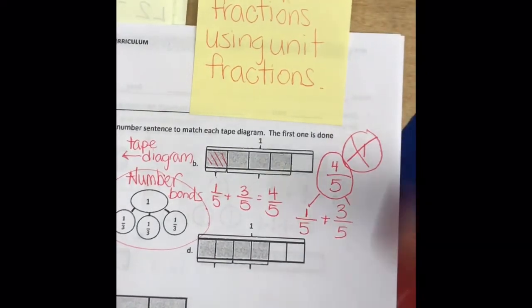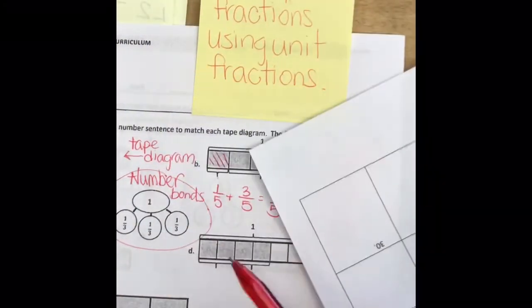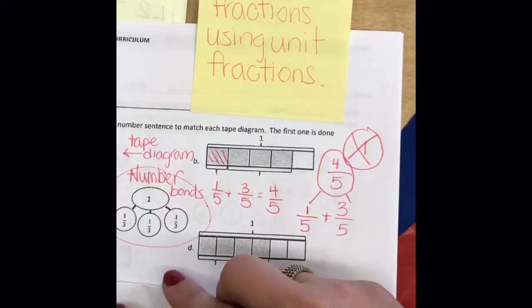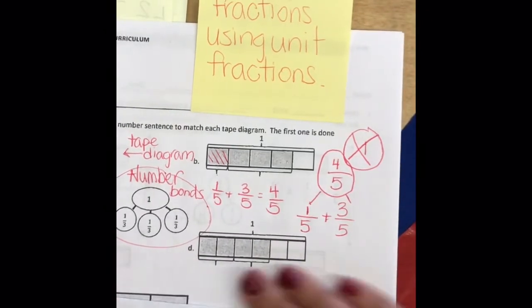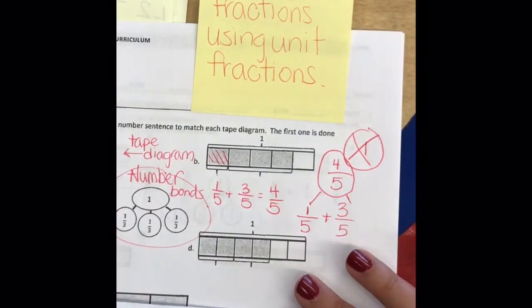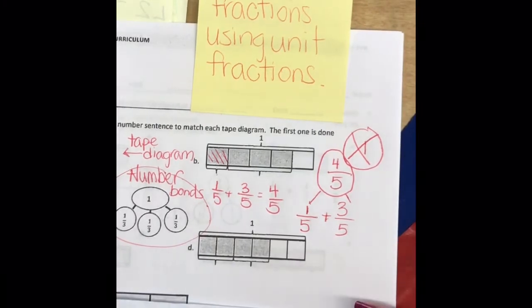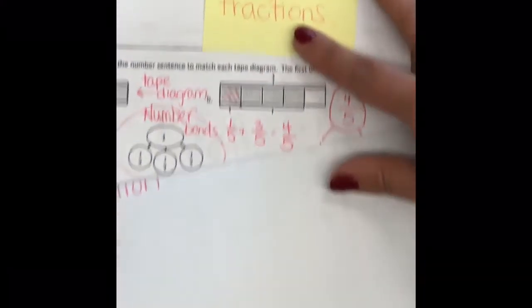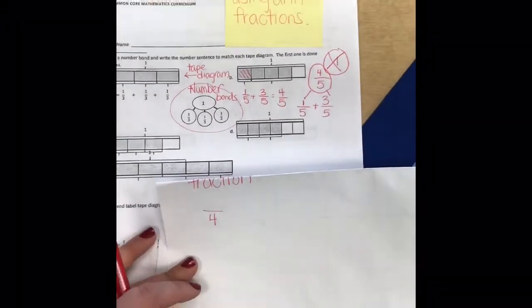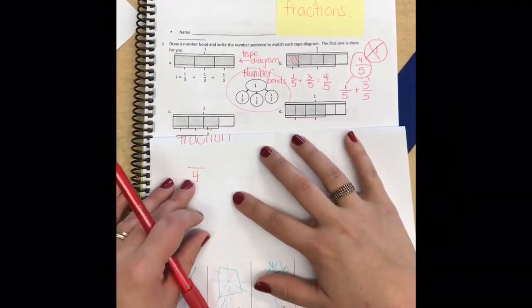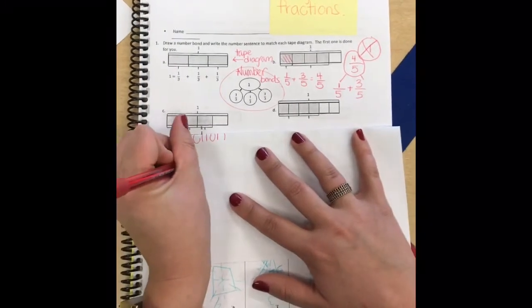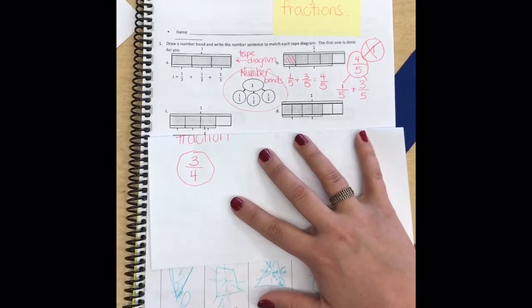We're going to go on to C. I unfortunately don't have a lot of room with mine because of the editing, or the layout of it. So I'm just going to look here, and I've got to figure out the parts. First, we look at our denominator: 1, 2, 3, 4 parts. And how many are colored in? That will tell us how many our numerator is. So how many are shaded in? 1, 2, 3. So in my number bond, I'm dealing with 3/4.